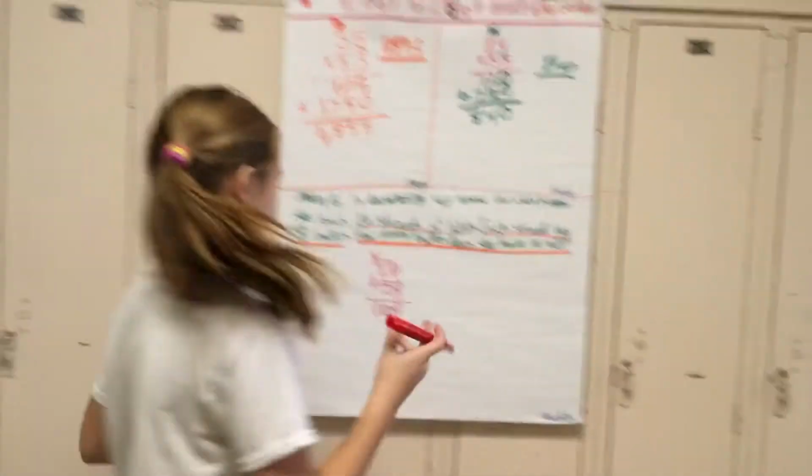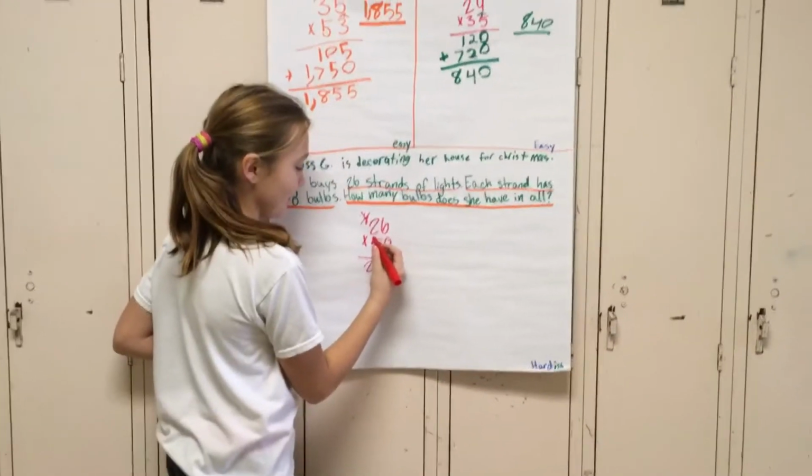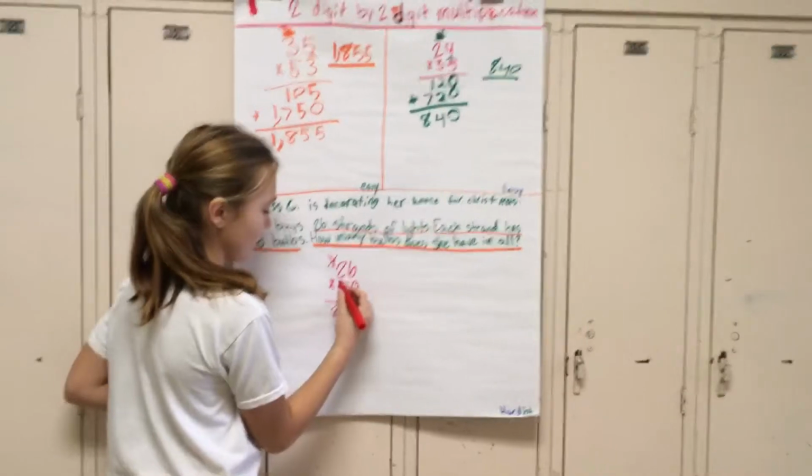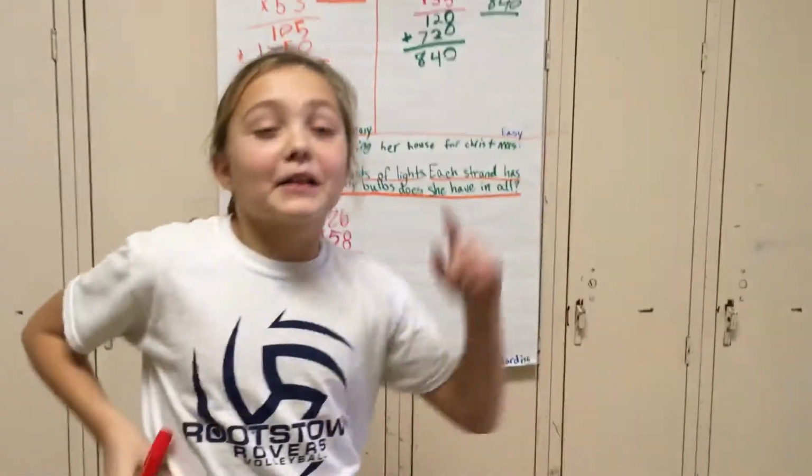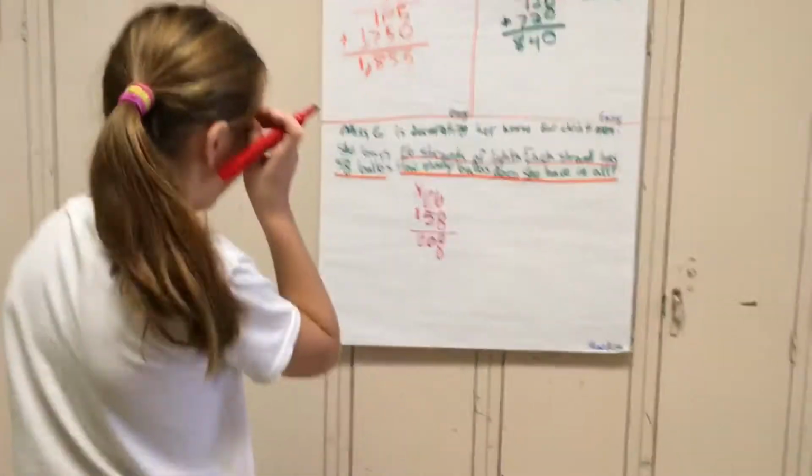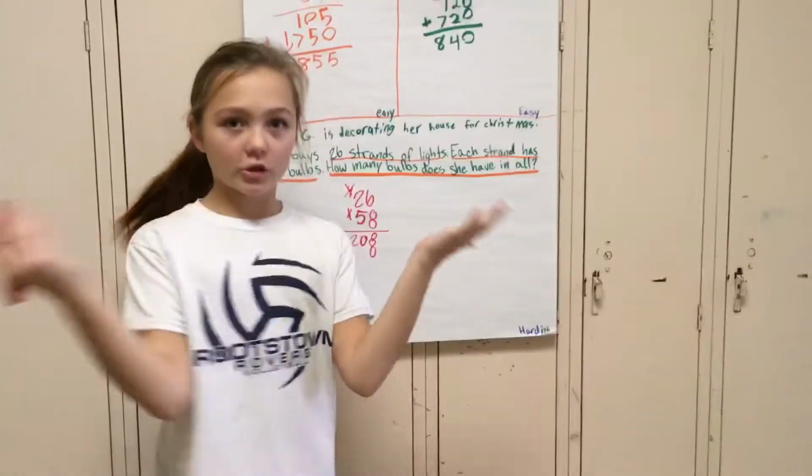Make sure you always remember to add the 0 when doing 2-digit by 2-digit, or 2-digit by 3-digit, or any of those. That's an important step. With 2-digit by anything, you always have to put the 0, because you're moving on to the tens place.